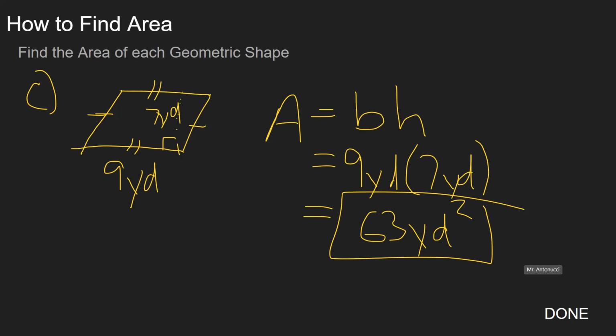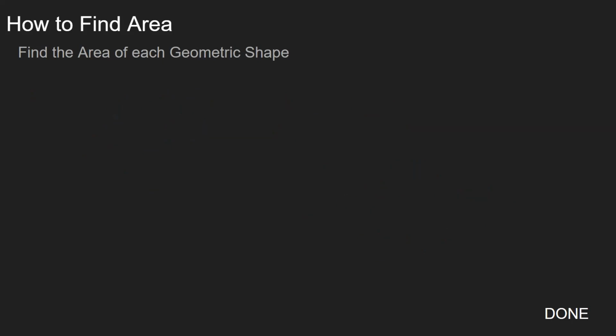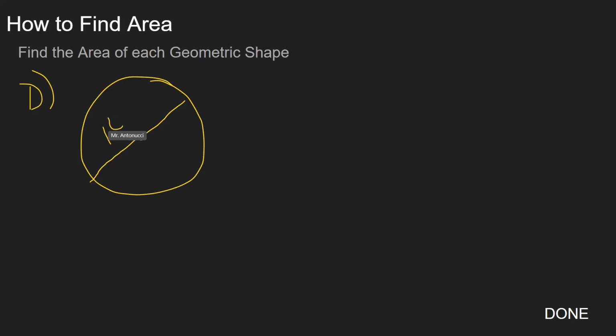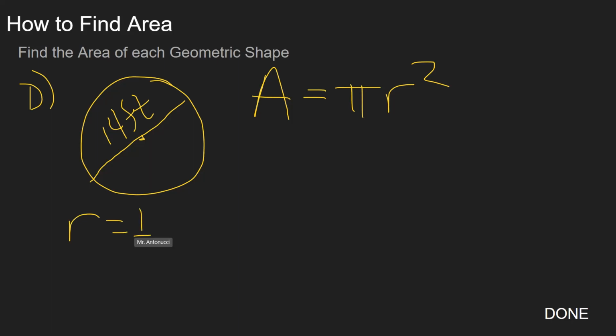Okay, and then the last one I want to do is circle. So if you have a circle like this, here's the center. Think about what this dimension is. That's the diameter. The area formula for a circle is pi r squared. Okay, r stands for the radius, and radius is half the diameter. So in this case, if the diameter is 14, half that would be 7 feet.